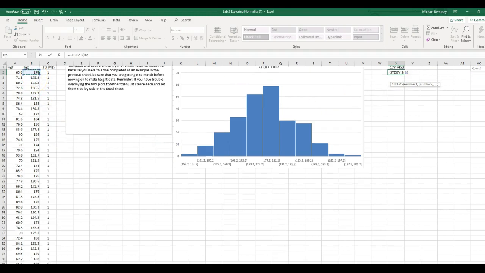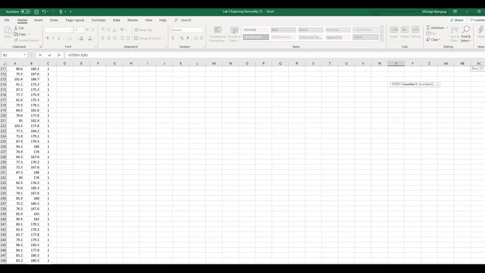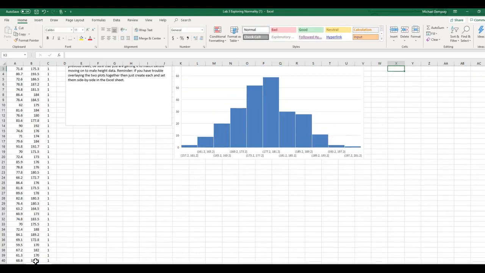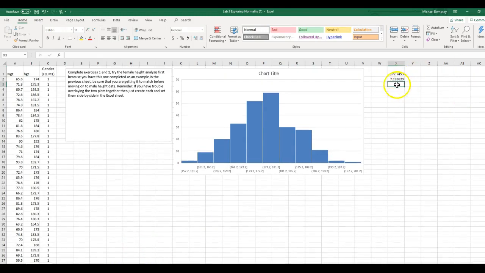So if I click here, scroll down real quick to the bottom, hold the Shift key and click. I get my whole list. Let's press enter. All right, so I have a standard deviation of 7.